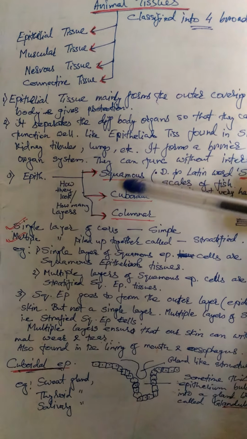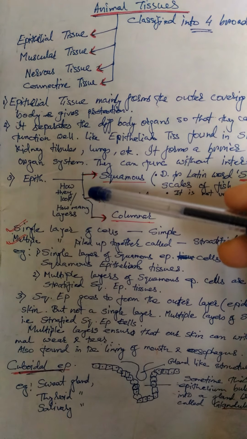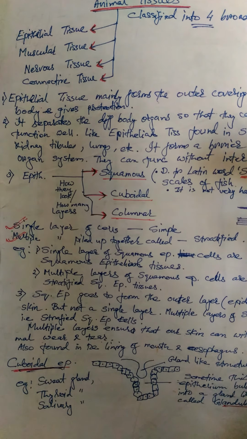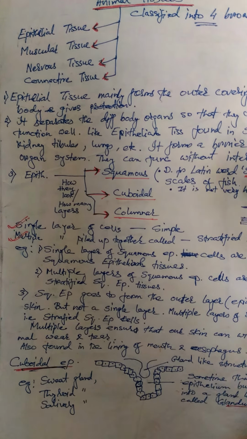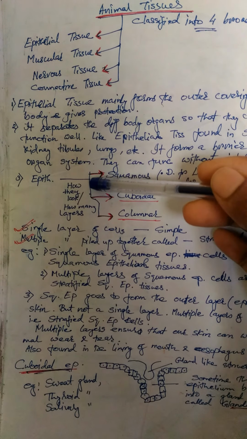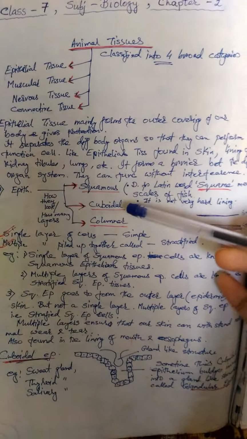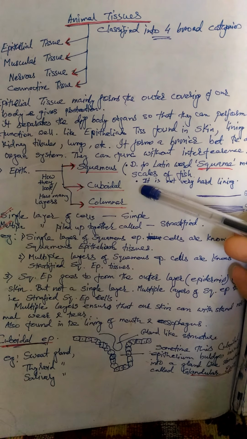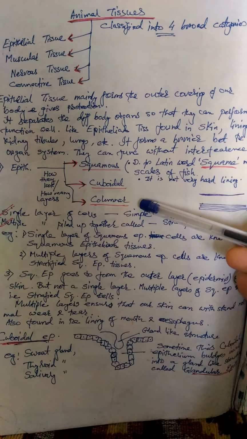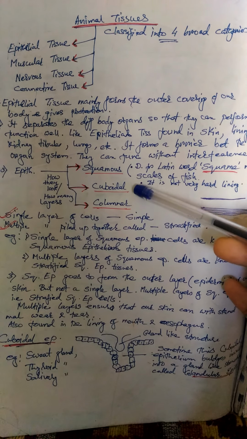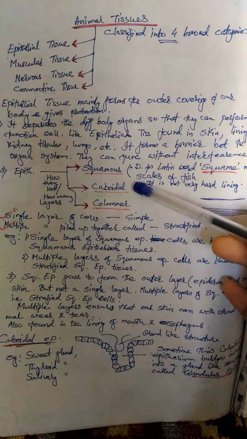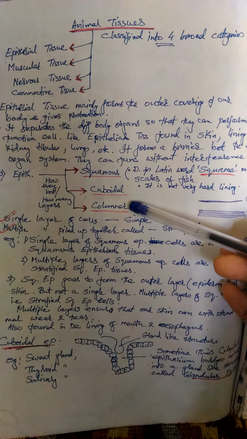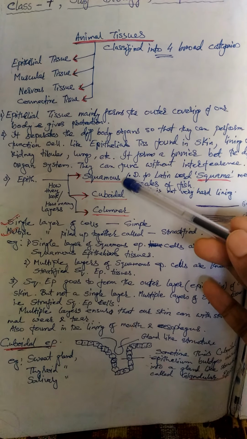Depending upon how they look like and how many layers are there, this epithelial tissue can be further divided. We will discuss first how they look. Based on this, one is the squamous epithelium, another is the cuboidal epithelium, another is the columnar epithelium. These last two can be easily made out from the name. One is cuboidal and one is columnar. But this sounds very peculiar, isn't it?